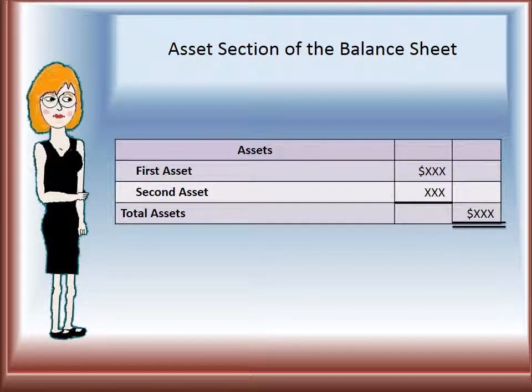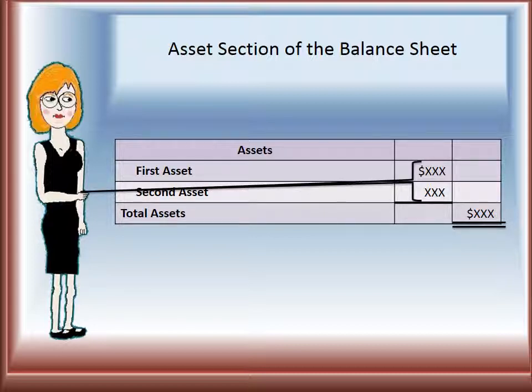Let's move on to the next section, which is the asset section. We will start by centering in the left-hand column the title Assets. We will then list our assets in order of liquidity. How fast can you turn an asset into cash? It is very important that you list them in that order. You will get used to it as you prepare financial statements.